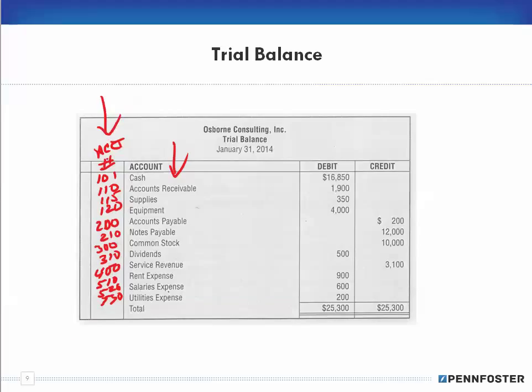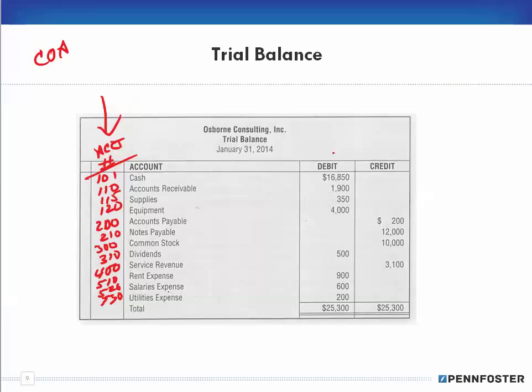Some trial balances will list those account numbers like that. It's not necessarily wrong if you don't put them, but using a computer, it's beneficial to have them, because this way, if you're wondering what account number that is, you don't have to go looking at your chart of accounts to see what that account number is. They're already part of the trial balance.